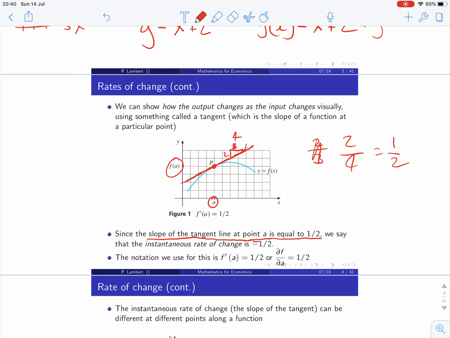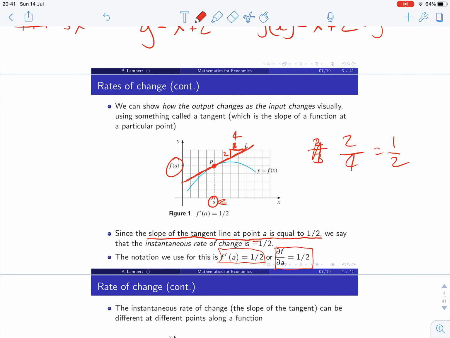The notation we use for the instantaneous rate of change at a particular value is often this one, f dash a. The dash denotes that it's not the value of the output that we're interested in at the value of the input a. We're interested in the rate of change of the output at the value a. We also sometimes use this notation, which we'll see a lot more. But again, this is just a concept where we're taking the same input, let the input be a, and now we're not interested in the output at the value a, we're interested in the rate of change of the output at that particular value.